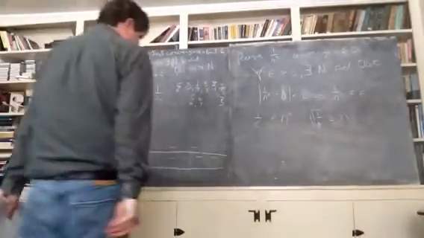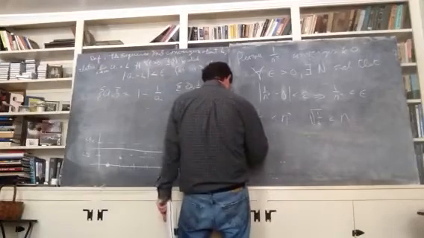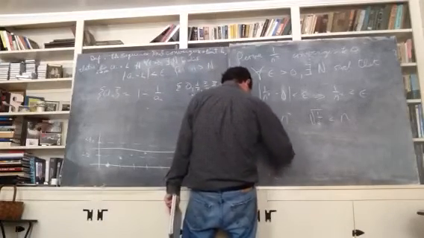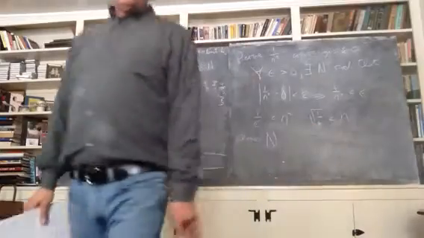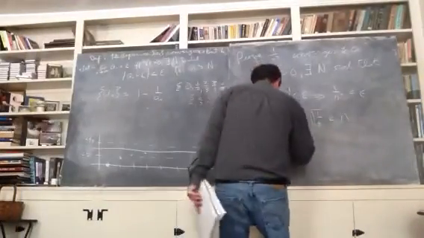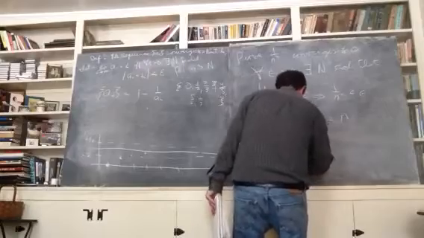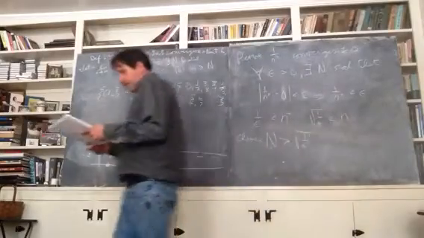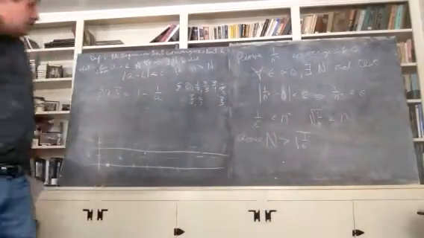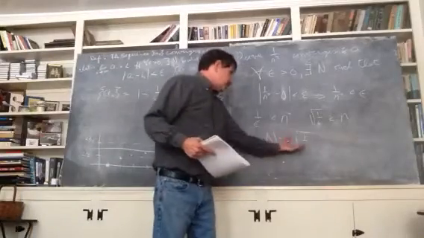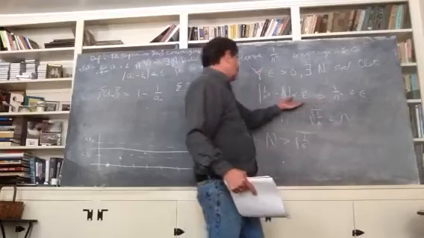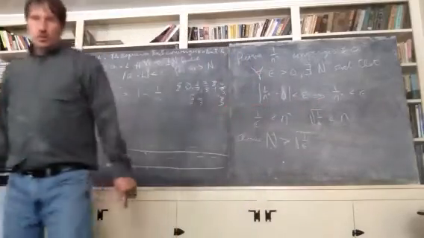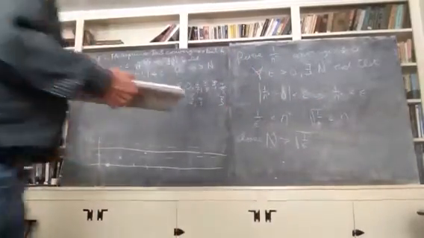Choose N, capital N, to be greater than the square root of 1 over epsilon. Then you're just working backwards. If you choose this, then that's true, that's true, that's true, and finally that's true. Just work backwards. So that's a proof.